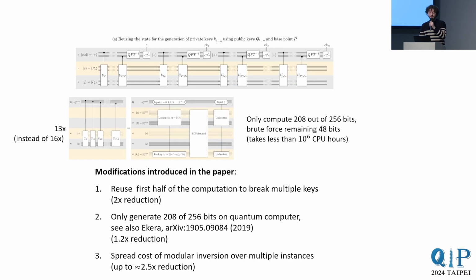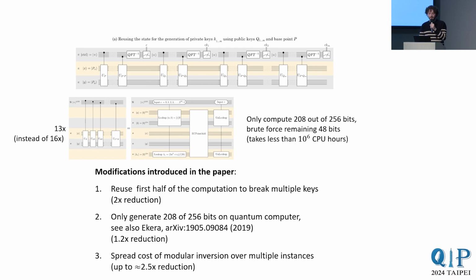The second adjustment is that rather than executing 16 of those groups of 16 operations, we'll only be executing 13 of those. Now, this gives us a relatively mild cost reduction of around 20%. So effectively, we'll use the phase estimation to only compute 208 of the 256 bits of the private key, and the remaining 48 bits can be brute forced on a classical computer.